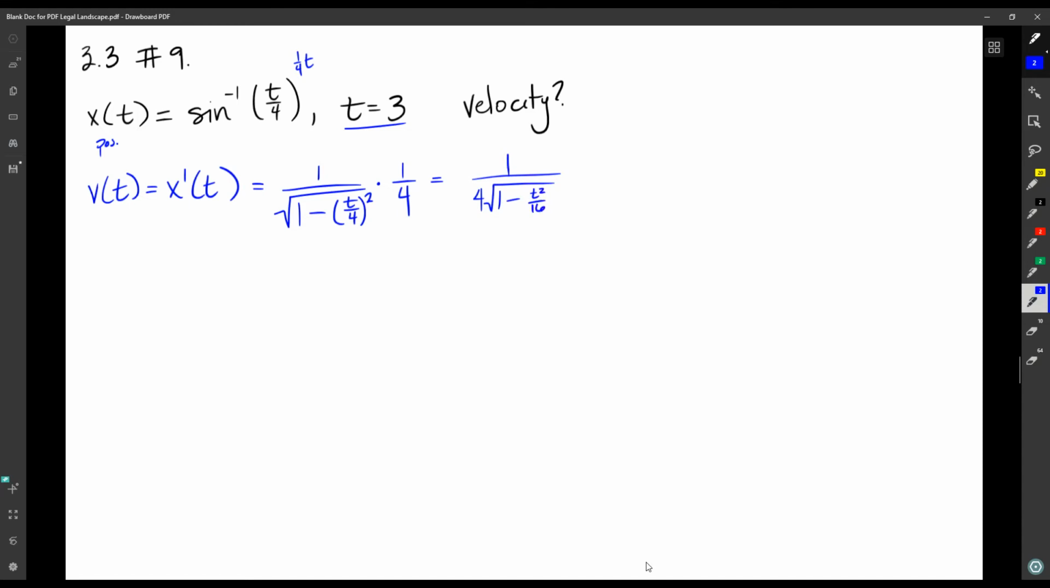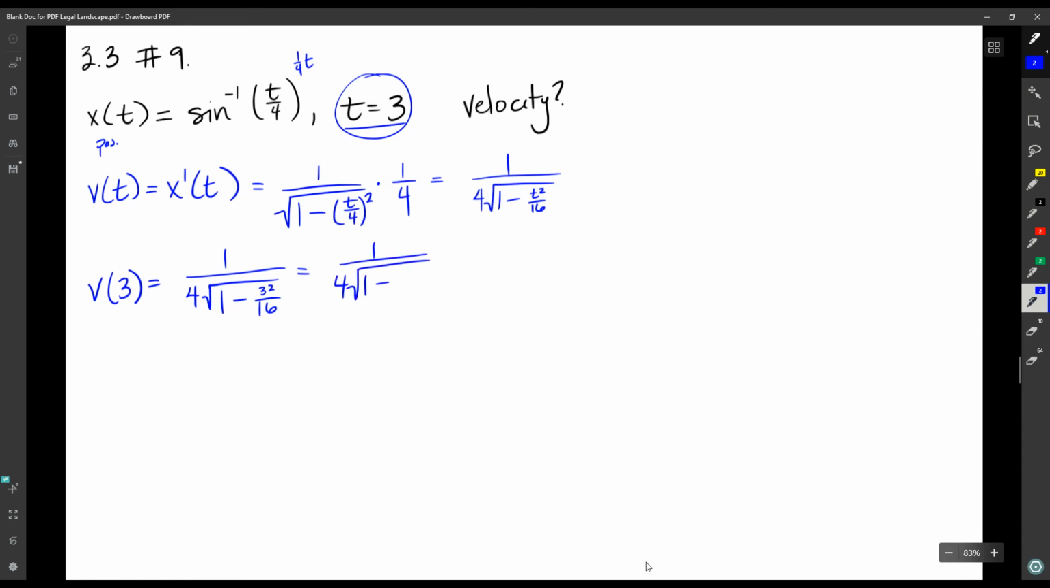Now, there are ways we could simplify that derivative a little bit, but I don't think we need to, since the goal of this question is to evaluate at t equals 3. So let's get started there. v of 3 will be 1 over 4 times the square root of 1 minus 3 squared over 16. So let's keep moving. We now have 1 over 4 square root of 1 minus 9/16. And then that becomes 1 over 4 times the square root of 7/16, since 1 minus 9/16 is 7/16.